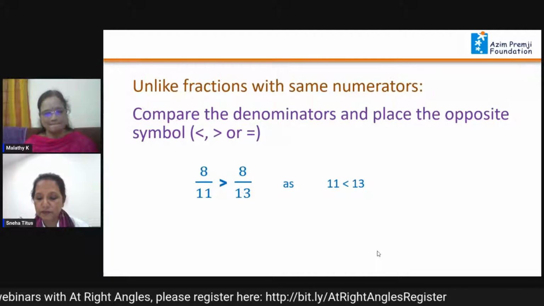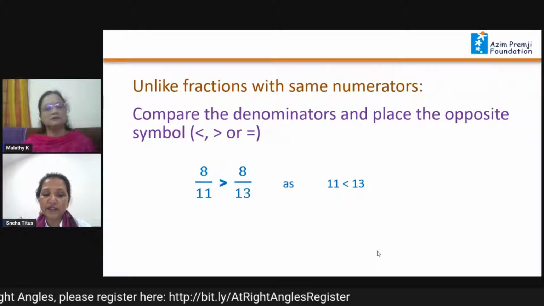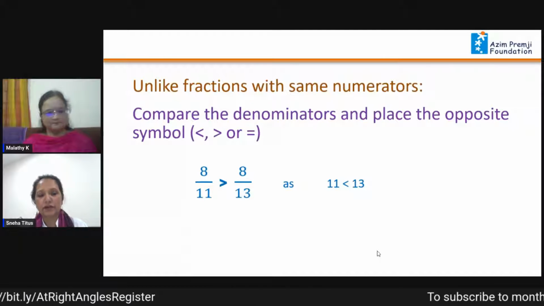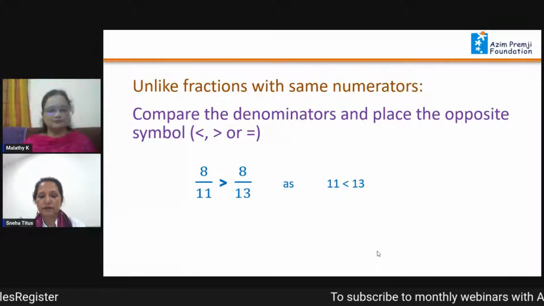Okay. Did they connect back to the paper strip activity? Yeah, they were able to.